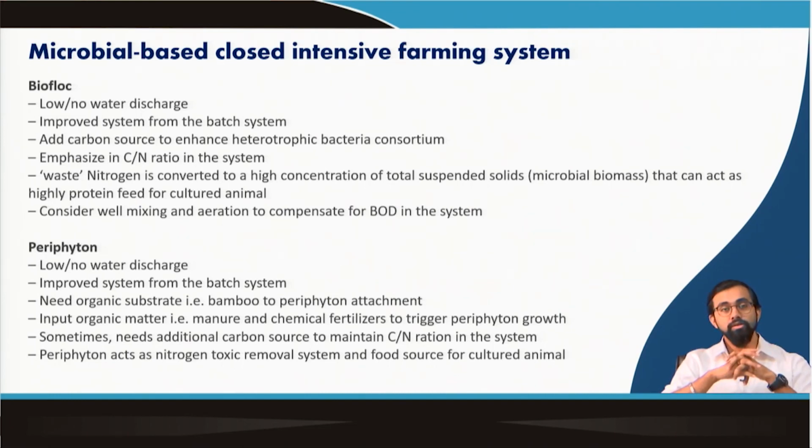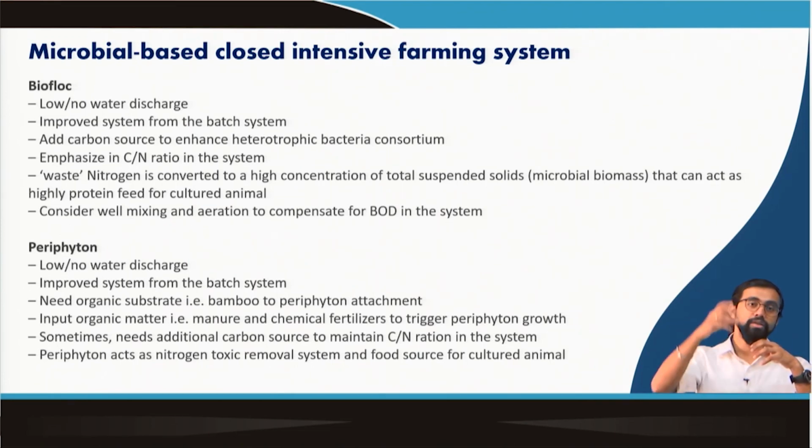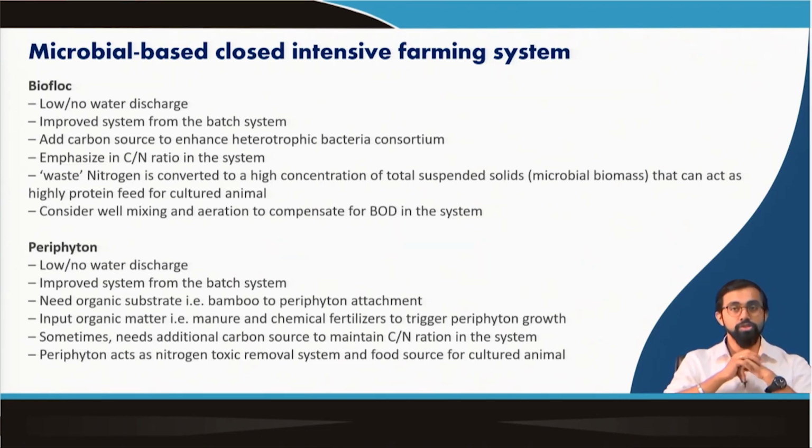Next is the periphyton technology. It also requires low to no water discharge. It improves on the batch system, it's much better than the batch. It needs an organic substrate, that is bamboo, for the periphyton to attach to its surface. Organic matter input, that is manure, and chemical fertilizer are used to trigger periphyton growth on the surface of the bamboo. Sometimes it needs an additional carbon source to maintain a proper carbon to nitrogen ratio in the system. However, this periphyton acts as a nitrogen removal system and a food source for the cultured animal.